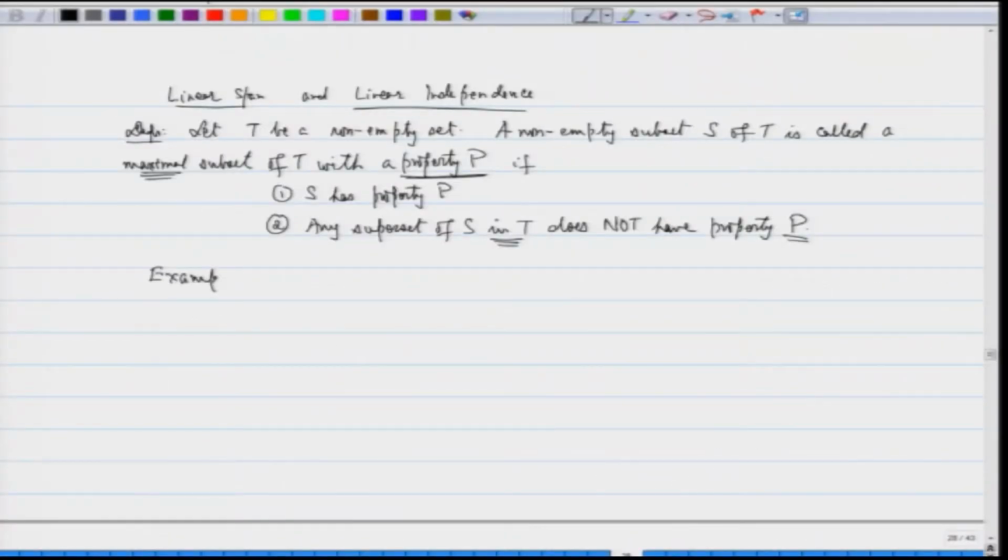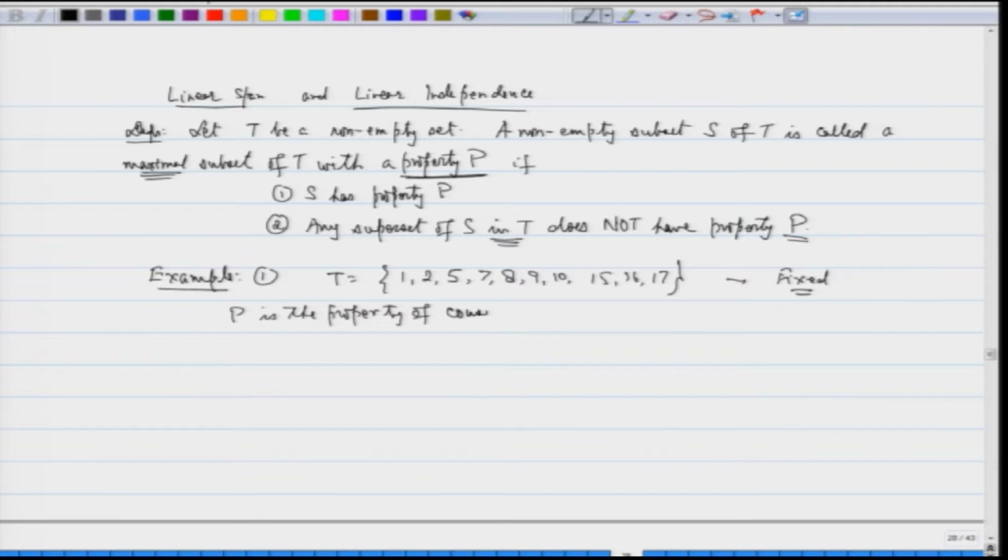Example 1. So, I pick this T as 1, 2, 5, 7, 8, 9, 10, 15, 16, 17. I suppose I pick this as T. All right. So, T is fixed. Now, I want to study the property P. P is the property of consecutiveness of elements from T. Is that okay? So, if I look at the set T, I can just take this.